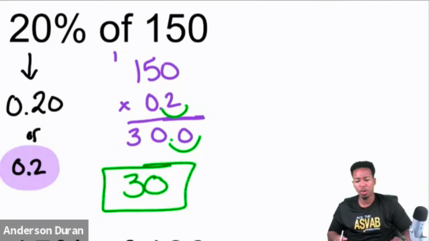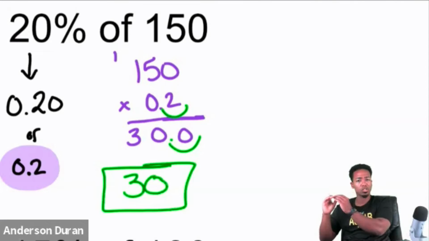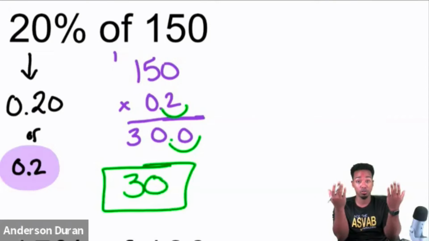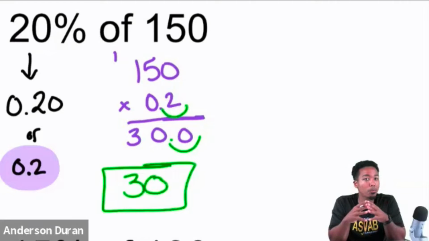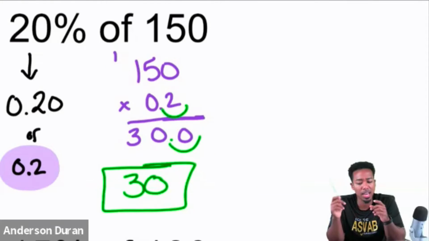So again, the straightforward way: turn the percent to a decimal, multiply, and you're done. But remember, on the ASVAB, if we can notice some conveniences, we're in a pretty good spot. So what did I say in our notes, everybody? 20% of a number is the same thing as dividing by what?